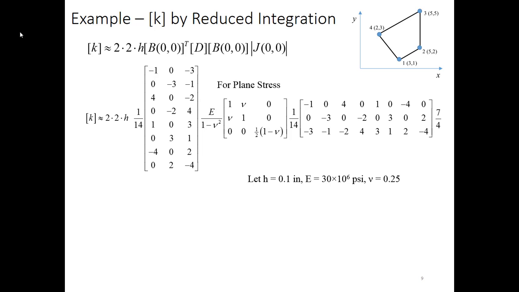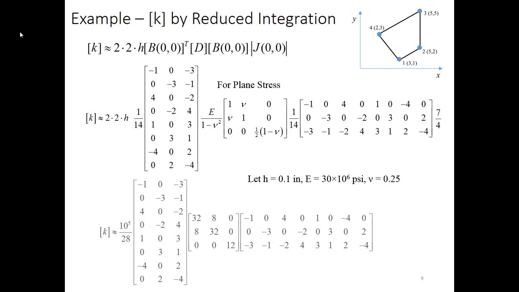First of all, we'll assume that I have a thickness of 0.1 inch. I've got Young's modulus of 30 times 10 to the 6 psi and a Poisson's ratio of 0.25. Plug those into my plane stress D matrix and then multiply out the terms. I end up with 10 to the 5th over 28 times most of the B transpose times most of the D matrix and then B.